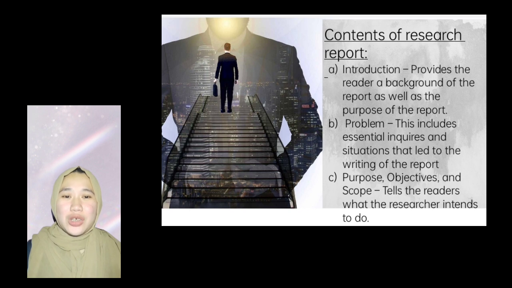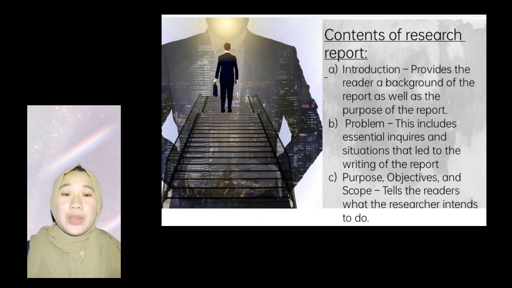Second, the problem. The problem includes essential inquiries and situations that led to the writing of the report. The problem section is where you identify the issues, challenges, or concerns that led to the writing of the report. This section typically includes first, the problem statement, a clear and concise statement that defines the problem or issue being addressed. Second, background of causes, an explanation of underlying causes or factors that contributed to the problem. Third, the consequences, a description of the consequences or effects of the problem, including any potential risk or impact.